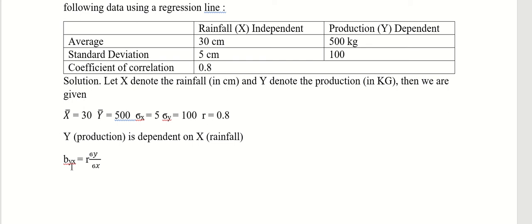So this is the formula. Now I will just put in the values. Here r is 0.8, the standard deviation of y is 100, and the standard deviation of x is 5. So we will just solve it. The answer we get is 0.8 into 20, that is 16. So we got beta as 16.